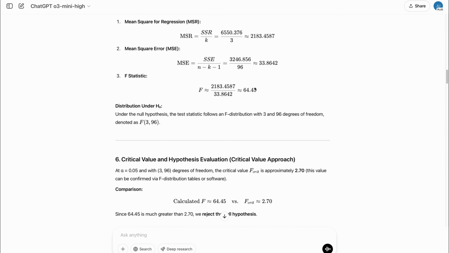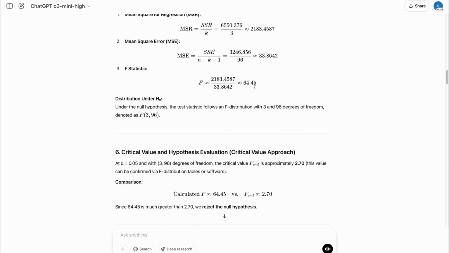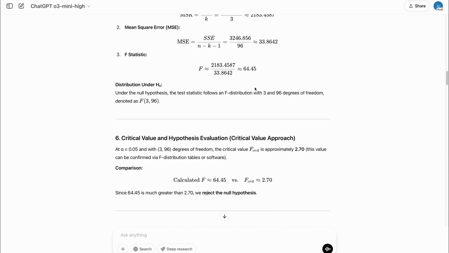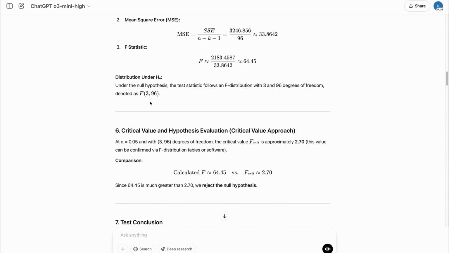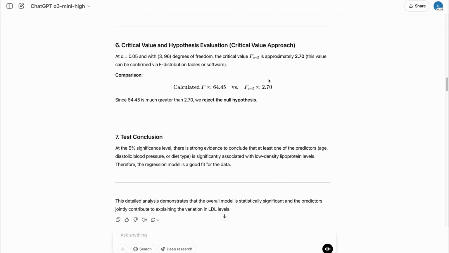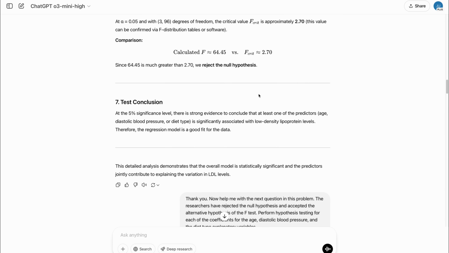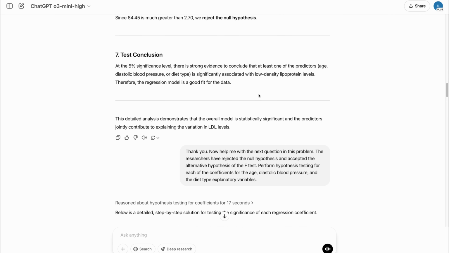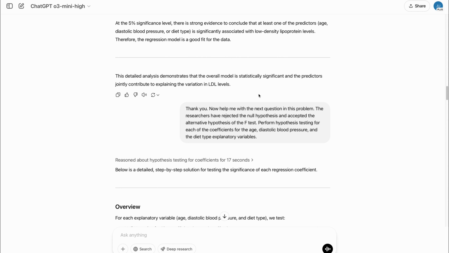If we take that ratio, which is called the F statistic or the F ratio, it gets 64.45 as we did. And remember, that is on 3 and 96 degrees of freedom. So if it calculates the critical value, it also gets about 2.7. That's fine. And we reject the null hypothesis with the test conclusion, as you can see there. So that worked very well.